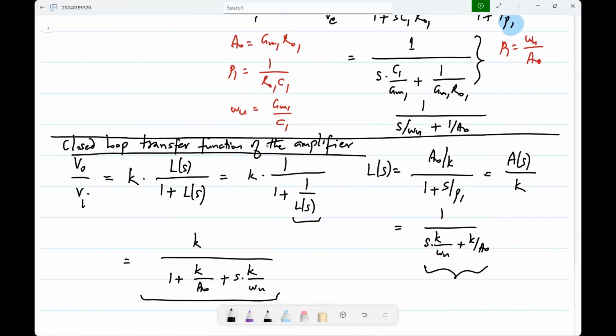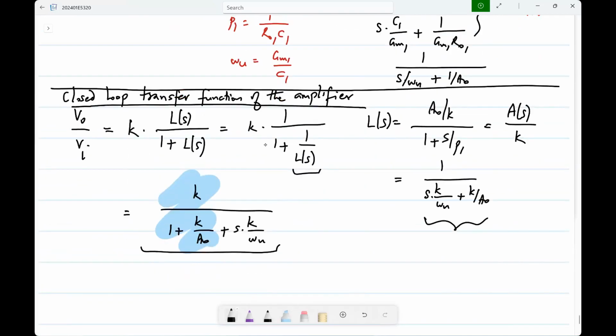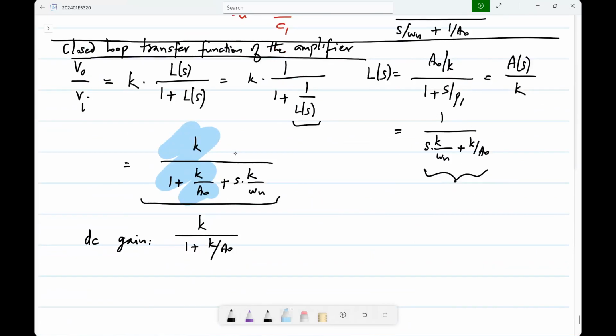So now what is the DC gain? So obviously S equal to 0 for DC. So the DC gain is no longer K, it is K by 1 plus K by A naught, okay? And if you look at the relative error, that is K by A naught, right? Instead of 1 in the denominator, you have 1 plus K by A naught. So that's the relative error.